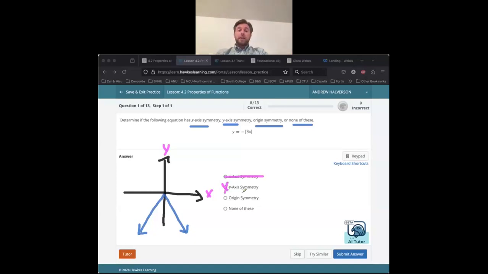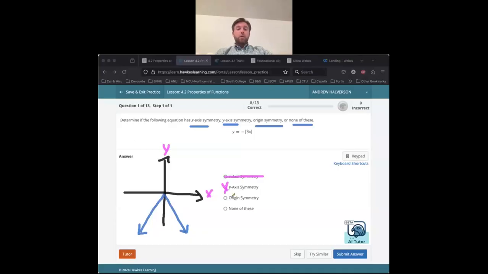So that's what they're asking. Is it symmetrical about the x-axis, the y-axis, or the origin itself? One of the properties we look at with functions is symmetry. That's an important property, an interesting property. Some functions are symmetrical. Some functions are not symmetrical.